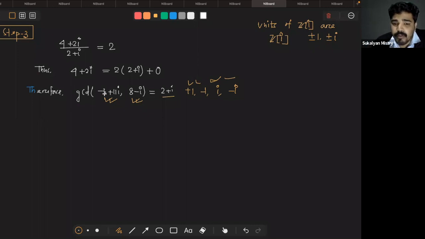Okay, so we know that the units in zi are +1 or -1, plus i or minus i. যদি GCD of -3 plus 11i and 8 minus i এই চারটার মধ্যে যে কোনো একটা হতো, তাহলে এই দুটো এলিমেন্টকে আমরা বলবো রিলেটিভলি প্রাইম, ঠিক? So in that case, that elements are not relatively prime. I think clear.